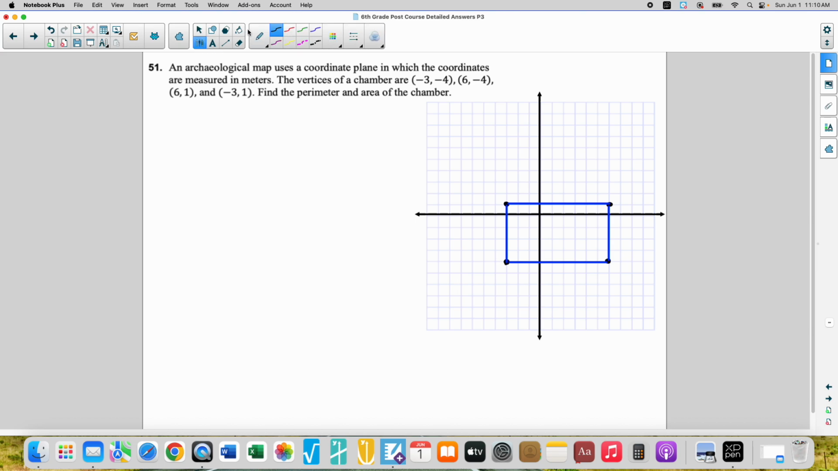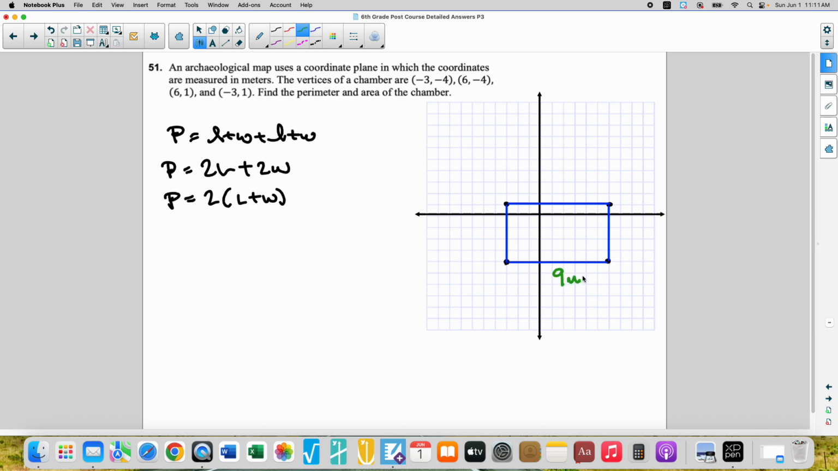So first thing we need to find is the perimeter. The perimeter is going to be length plus width plus length plus width. The other formula that you might see is 2L plus 2W. Another formula you might see is 2 times the quantity L plus W. So the length in this figure is 1, 2, 3, 4, 5, 6, 7, 8, 9. 9 units going that way. In meters, 9 meters. And 1, 2, 3, 4, 5 meters is the width.